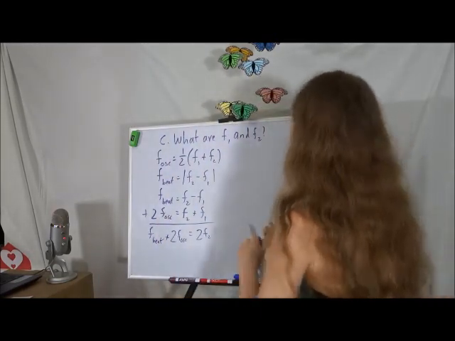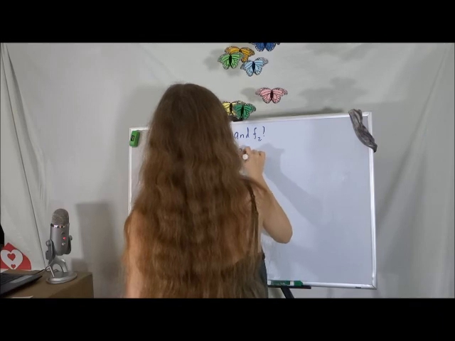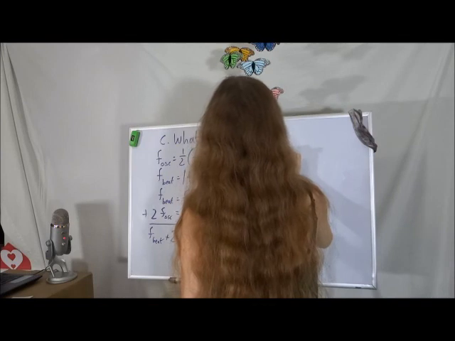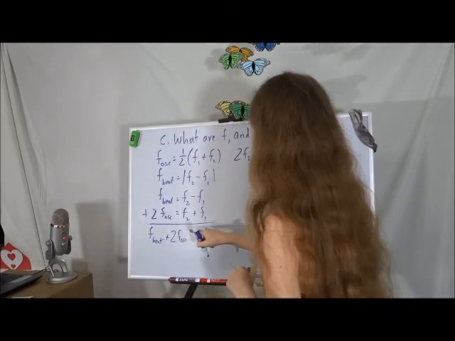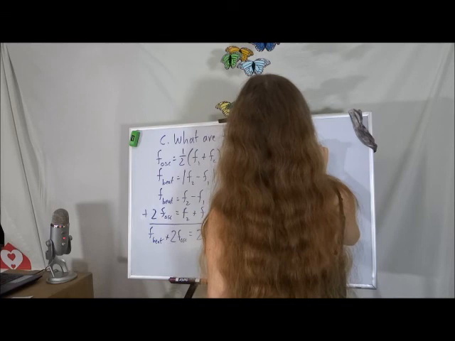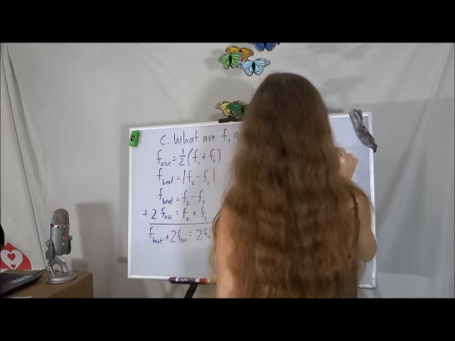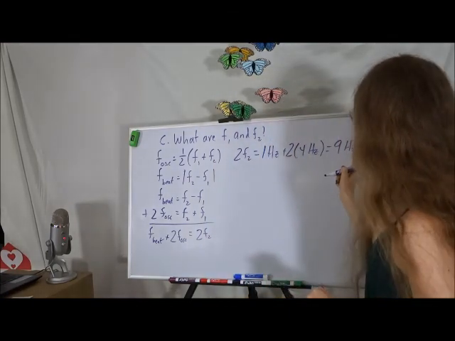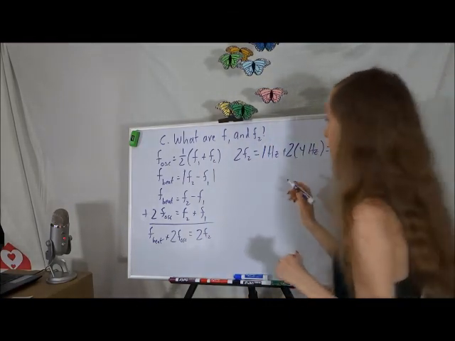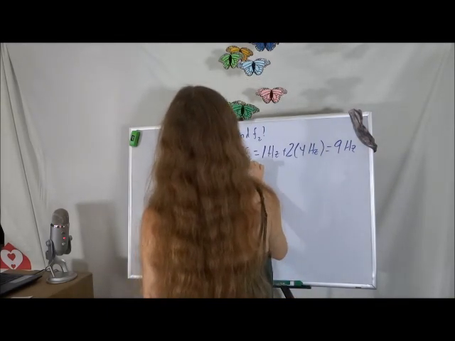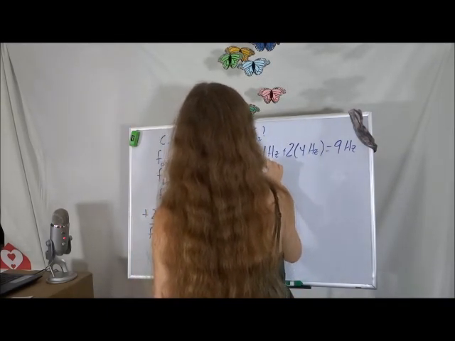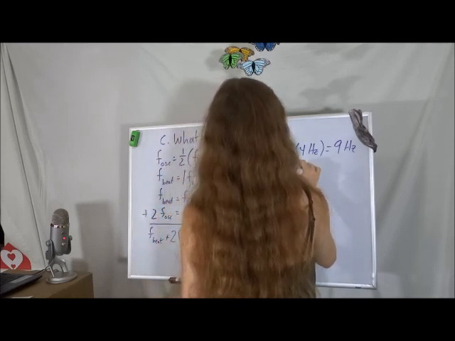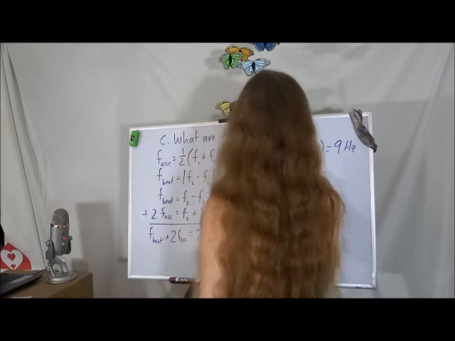So we're going to have 2 F2 is equal to, well, we said our beat frequency is 1 hertz, so 1 hertz plus our oscillatory frequency is 4 hertz, so 2 times 4 hertz. And that's going to be equal to 9 hertz. So 2 F2 is equal to 9 hertz, so for F2 we just divide by 2. So F2 is going to be equal to 9 hertz over 2, or 4.5 hertz.